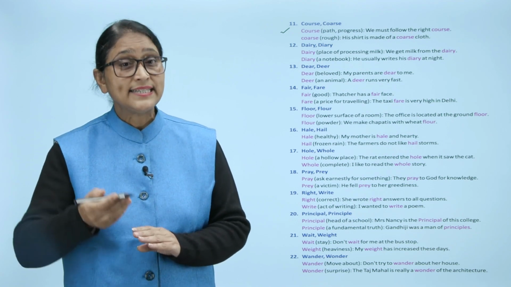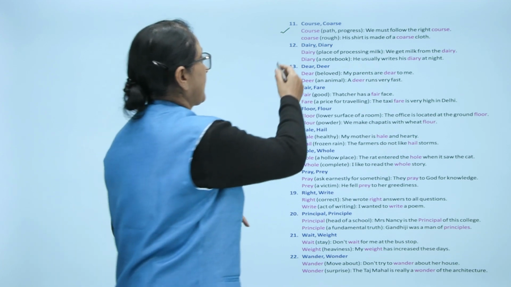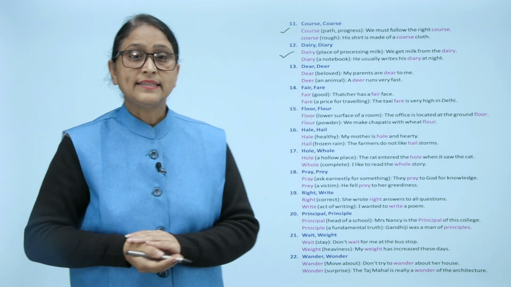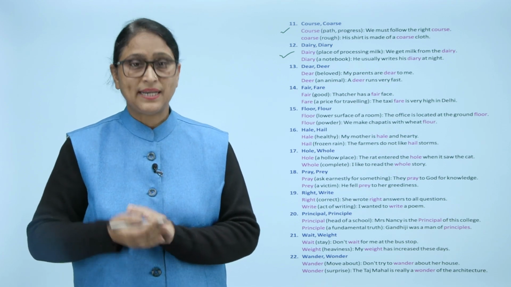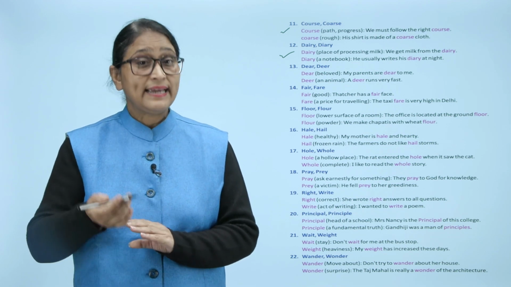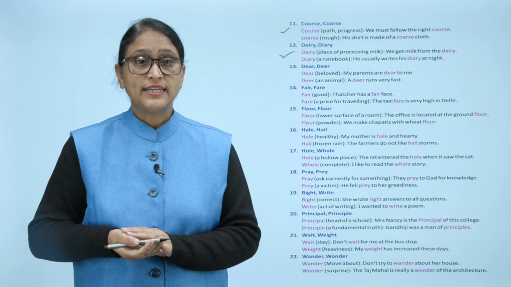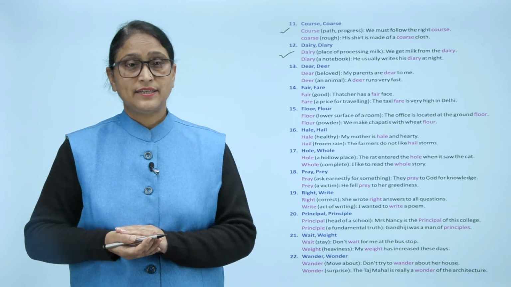Next is dairy and diary. Dairy, place of processing milk. We get milk from the dairy. And diary, a notebook. He usually writes the diary at night.